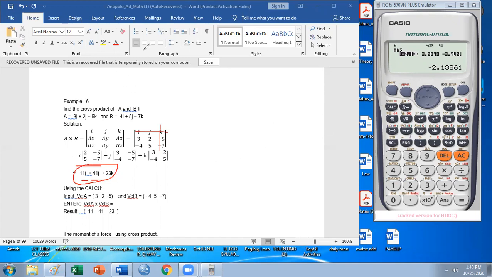Now you can use your calculator, mode 8, 1, 1. Input those vectors: 3, 2, negative 5, and then dimension vector B as negative 4, 5, and negative 7. Just compute the product. Shift 5, 3, use this cross product, shift 5, 4. You see that I get this vector: 11, 41, and 23.